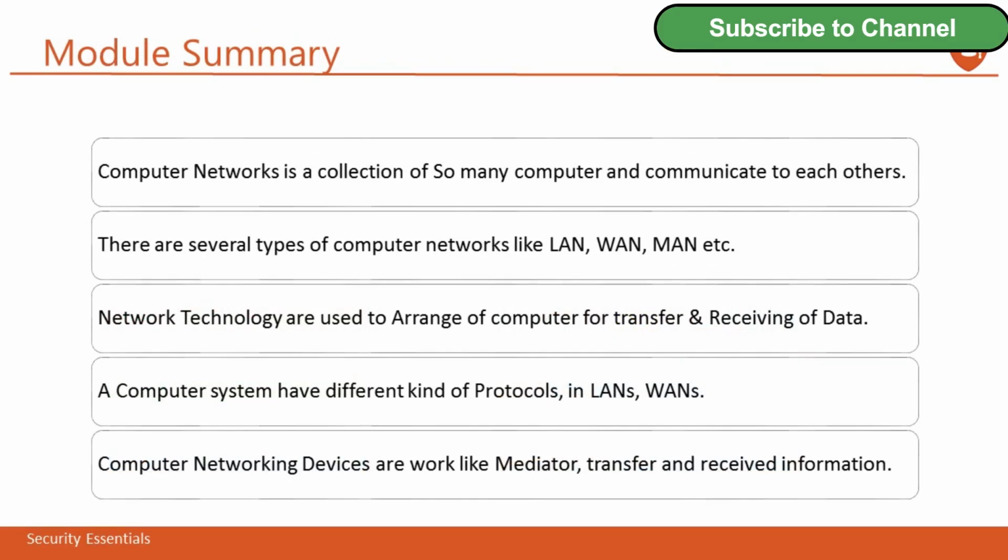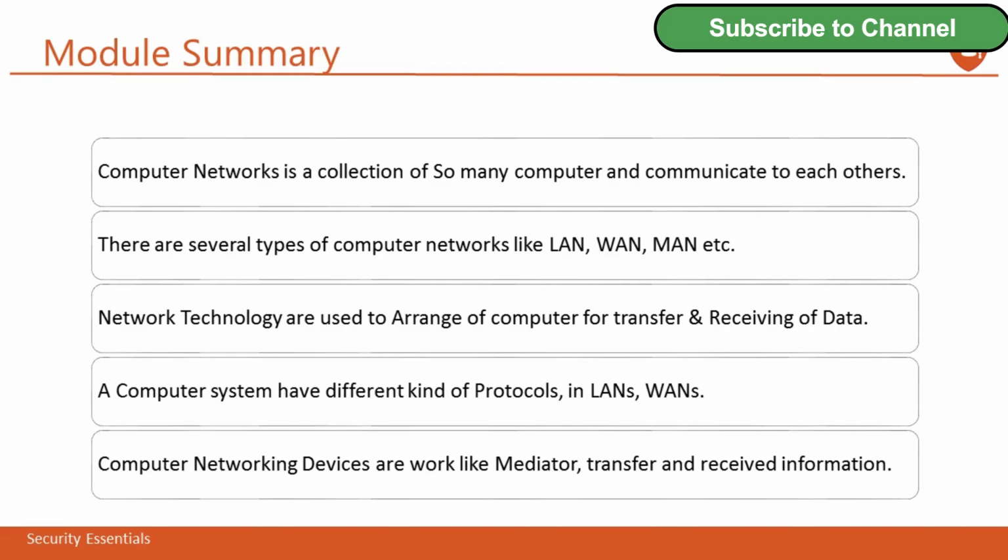So finally, we are on the module summary. At last, we are going to summarize the whole course. First one is computer network, a collection of many computers that communicate with each other. There are several types of computer networks like LANs, WANs, MANs, etc. Network technologies are used to arrange computers for transferring and receiving data through its network technology.